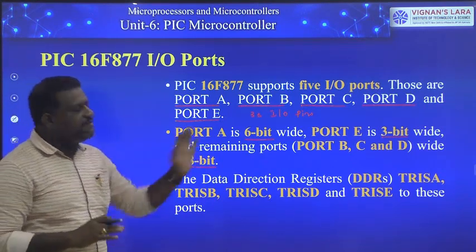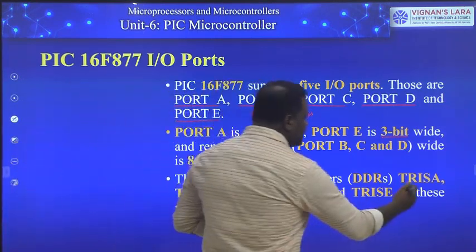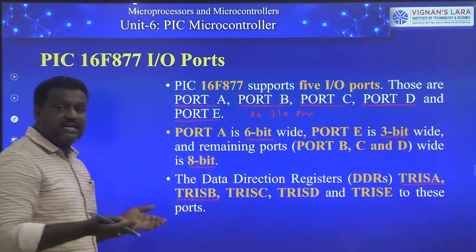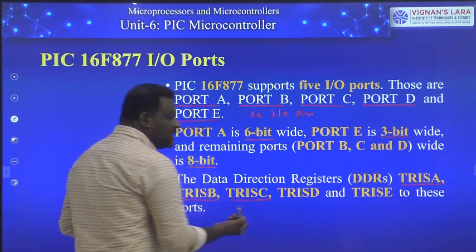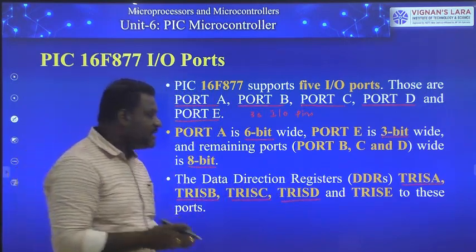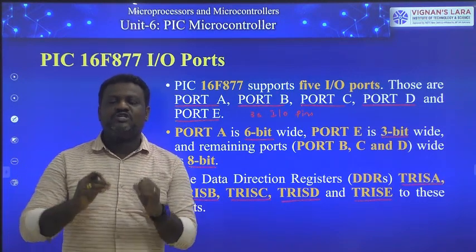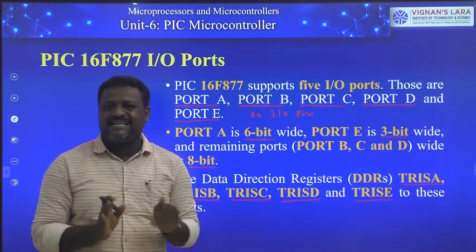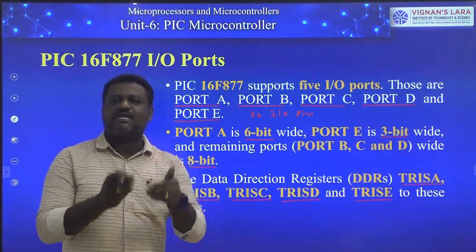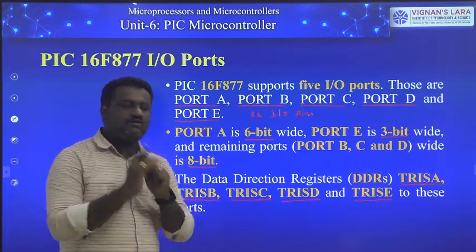Next, each and every port has its own data direction register. For port A, the data direction register is TRISA. For port B, it is TRISB. For port C, it is TRISC. For port D, it is TRISD. And for port E, it is TRISE. These are the 5 data direction registers corresponding to the 5 ports of our PIC 16F877 controller.